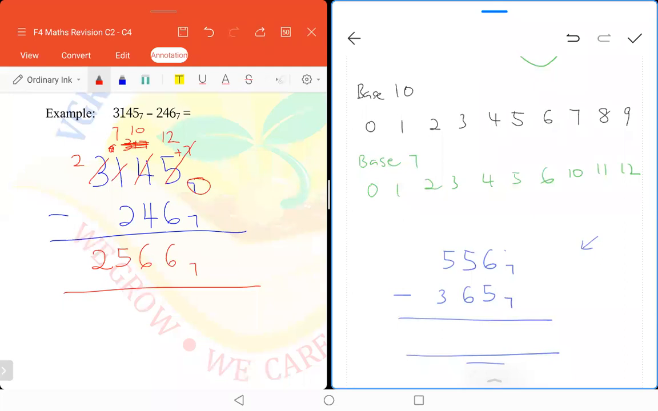161. Others? Get 161? Does everyone get 161?